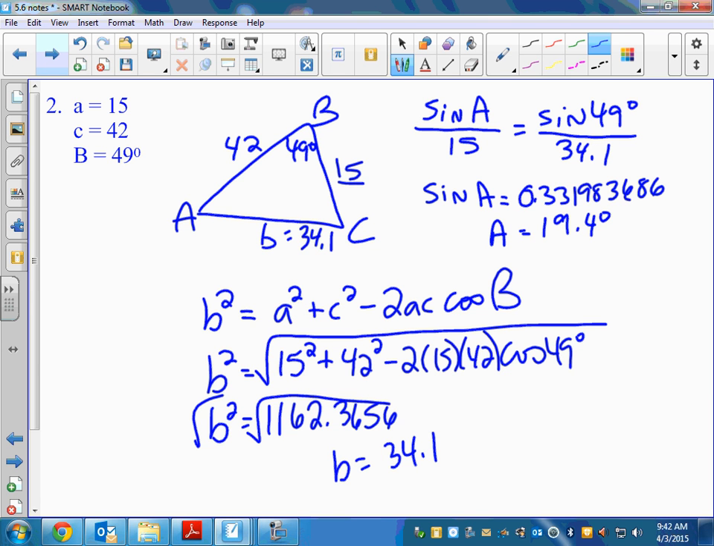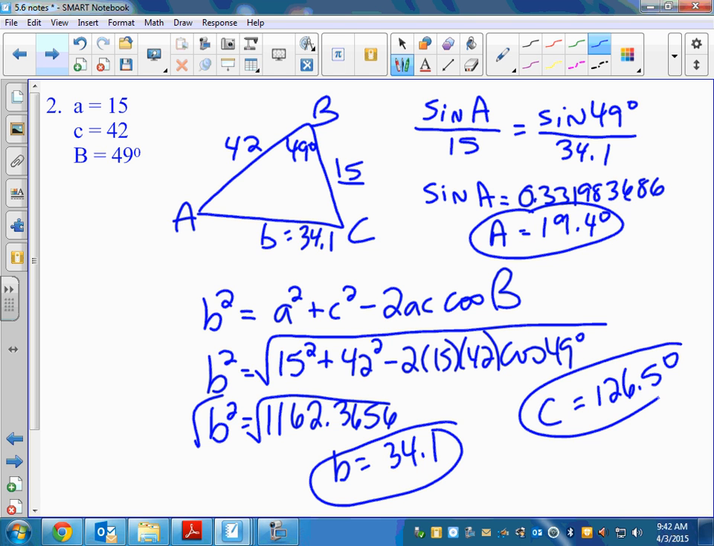19.4. And then angle C, we're just going to subtract from 180. I feel like this test is going to take us like 17 days to take. 126.5. Okay, whew. What else can we do? That is not right. You know what I did? I subtracted 34.1 instead of 49. 96.9. Is that right?